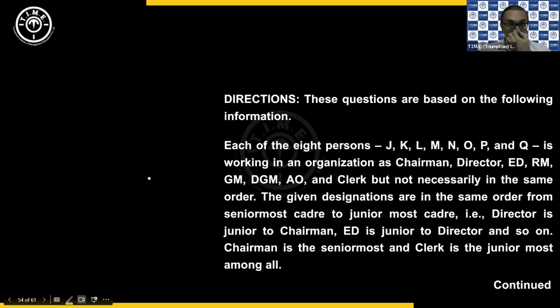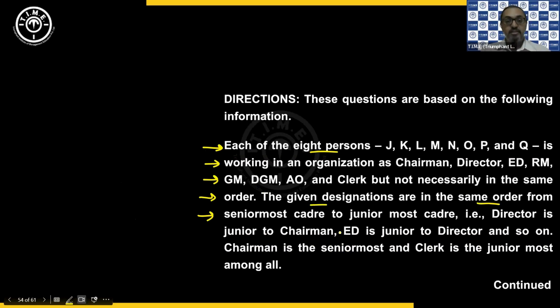All right. So those were your questions on deductions. Then next one. Each of the 8 persons, J, K, L, M, N, O, P and Q, is working in an organization as chairman, director, ED, RM, GM, DGM, AO, and clerk, not necessarily in the same order. The given designations are in the same order from the senior-most cadre to junior-most cadre.